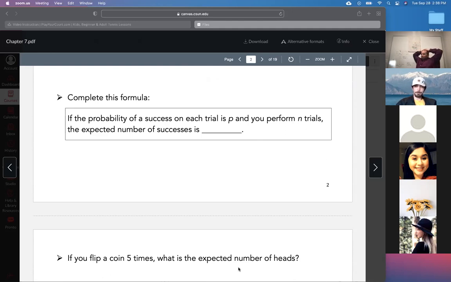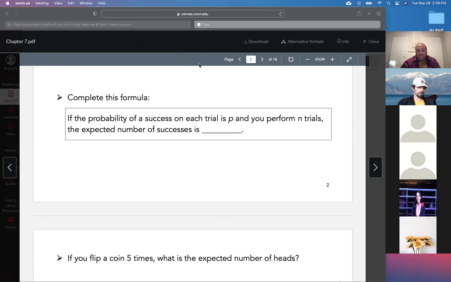Two and a half. 2.5. Do we all agree with that? I know you can't get half a head, but hold on a second. Do we all agree that if you flip a fair coin 5 times, according to the formula above, the expected number of heads should be 2.5? Does everyone agree with the math giving you 2.5? So you would do 5 times a half.